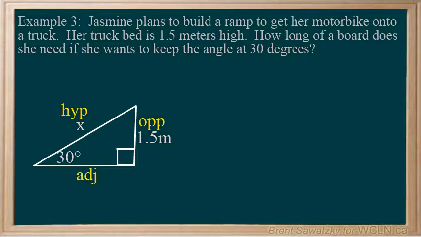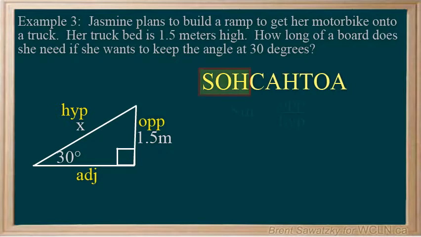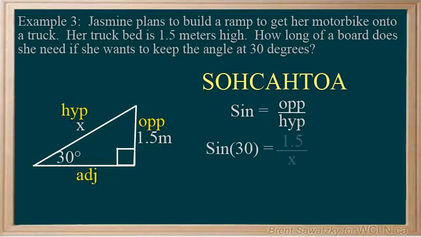So which trig ratio do we use? Well, we want a ratio that includes our x, as we need to solve for that. And we'd want to keep our x as our only unknown. So we'll also use the 1.5 meters, or the ramp height, which is our opposite. So, SOHCAHTOA and sine uses both opposite and hypotenuse. So, sine 30 equals 1.5 over x.